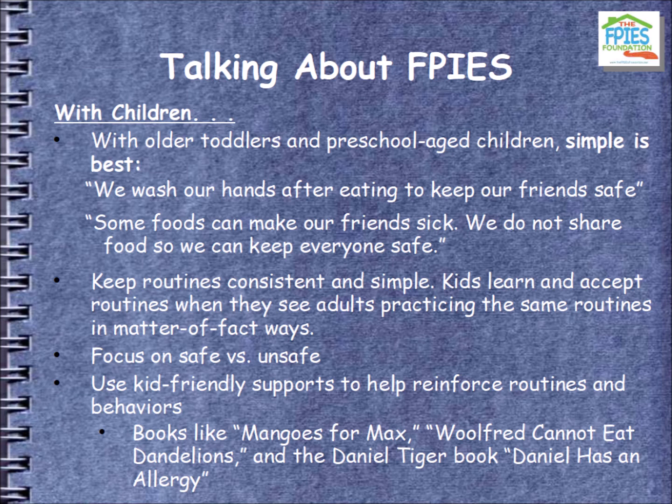And also there is a Daniel Tiger book called Daniel Has an Allergy. It does deal more with IgE allergies, but there is a lot to be learned from this book that really is applicable to FPIES and IgE allergies, like how we keep ourselves safe when we have a food allergy. In addition, there are some resources on the kids pages on our website that help you to get some conversation starters and to give you a little bit more information that is kid-friendly.